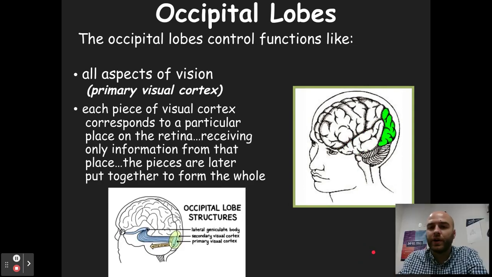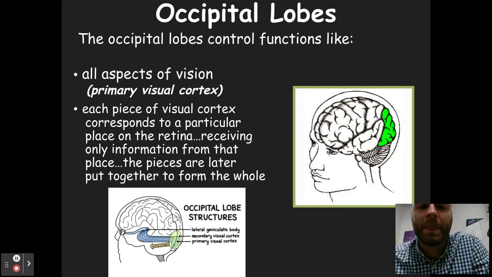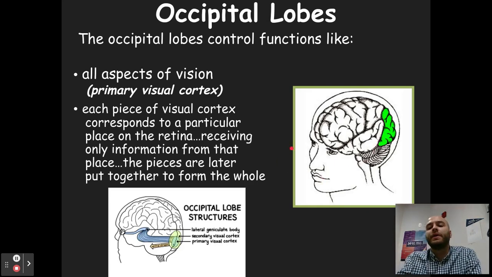Our fourth and final lobe of the brain is called the occipital lobe. In the back of your skull, right? If you feel that bump on the back of your head there where the brainstem kind of comes in, that right there is where your occipital lobe is. It is primarily dealing with all aspects of vision and has our primary visual cortex. That is the job of the occipital lobe.